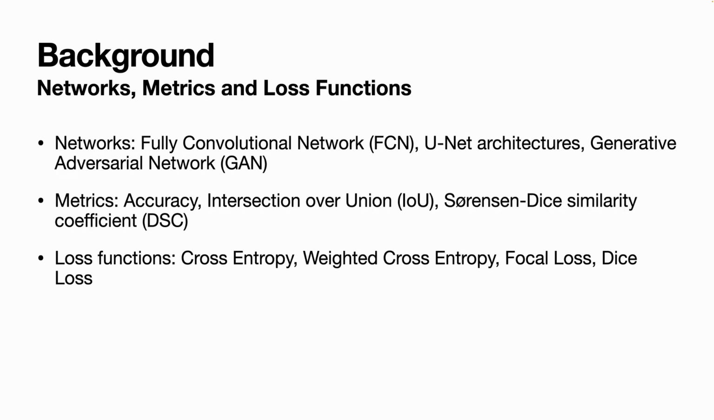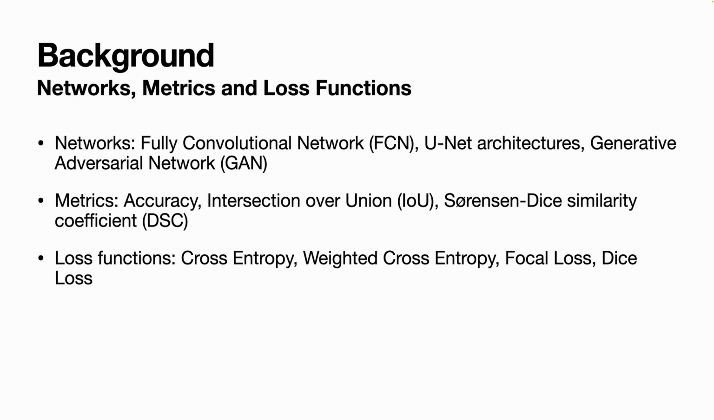Next are the deep learning networks. There are three typical types of state-of-the-art network architecture in recent years that have been studied for the medical image segmentation field. They are the fully convolutional network (FCN for short), the UNet architecture, and generative adversarial networks (GAN).